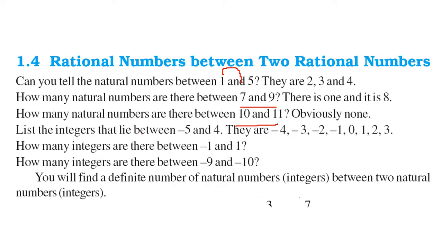So we have to list the integers that will lie between, say, minus 5 and 4. We can easily make a number line, and in this you can show that we have from 0 to 1, 2, 3, and then from here it will be minus 1, minus 2, minus 3. Okay? Now the question arises, how many integers are there between minus 1 and 1? Is it 0? How many integers are between minus 9 and minus 10? Minus 9 and minus 10 do not have any integers between them, right? So you will find a definite number of natural numbers between two natural numbers. There will be no problem.